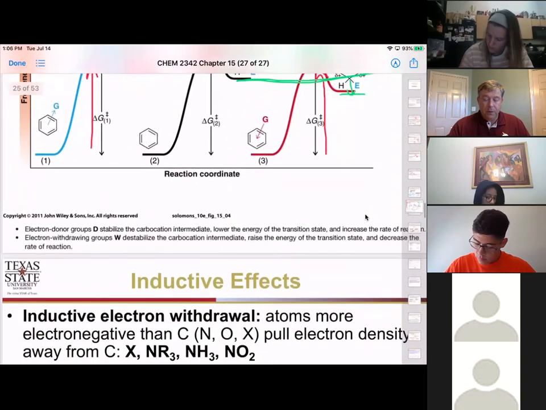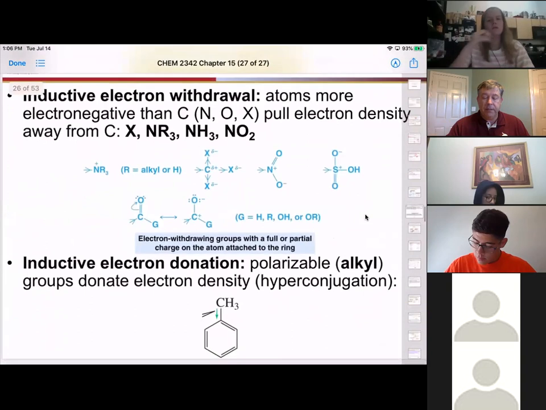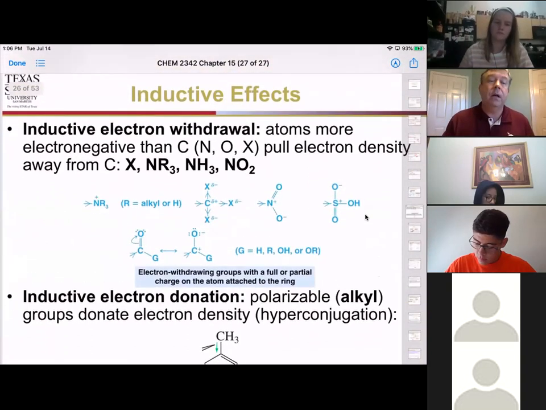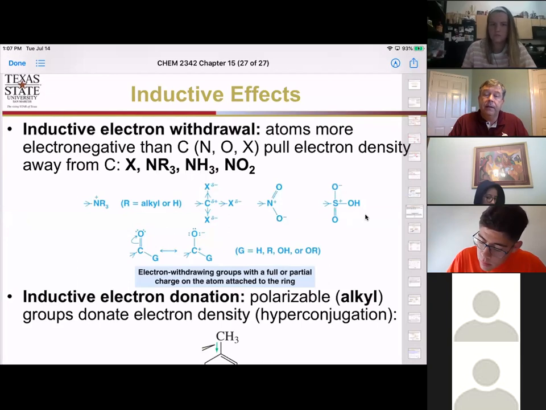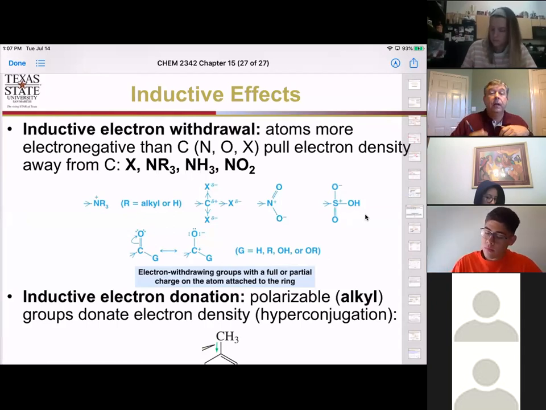Okay, so let's talk about the different groups we have available to us. The first thing I want to talk about is the inductive electron withdrawing. What that means is that the substrate itself is more electronegative and is pulling electron density directly through the sigma bond that it is bonded to the benzene ring. The way to look at this is anything that has a formal positive charge or a partially positive charge can be an electron withdrawing group.